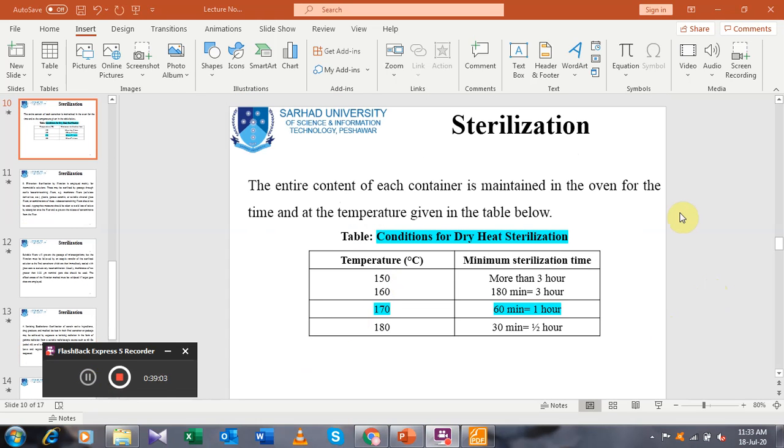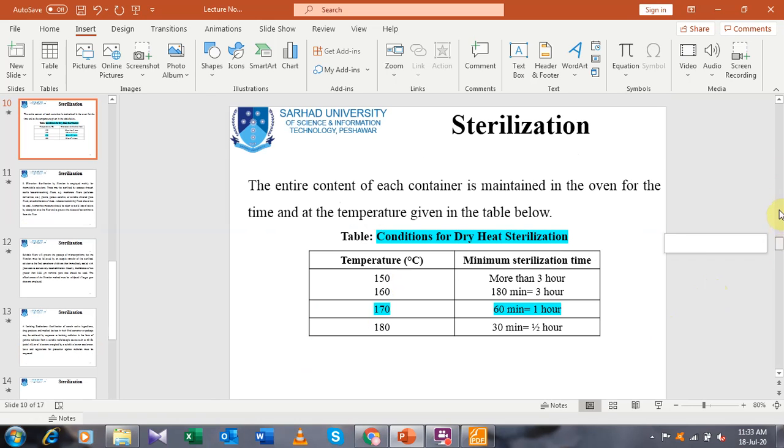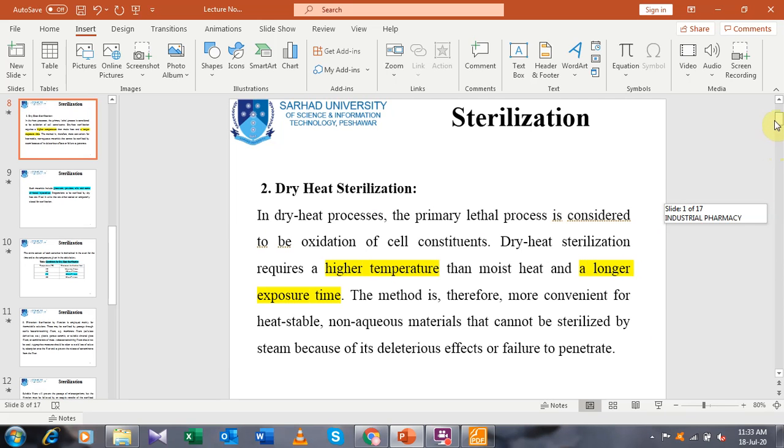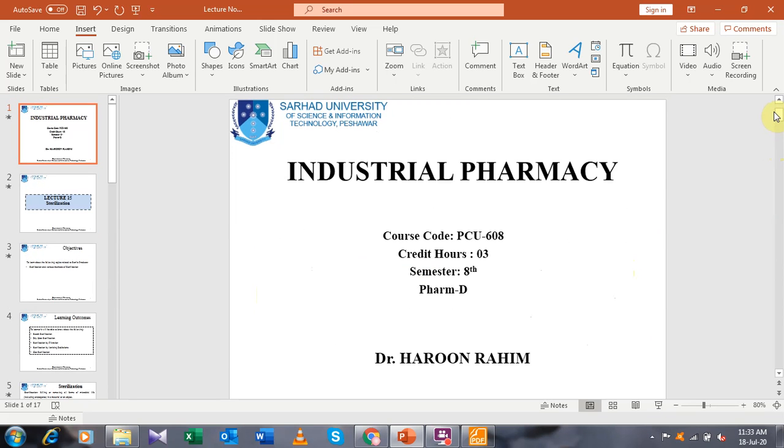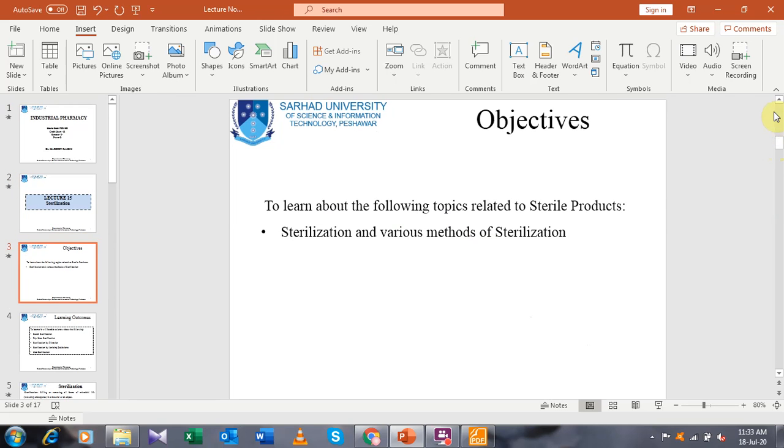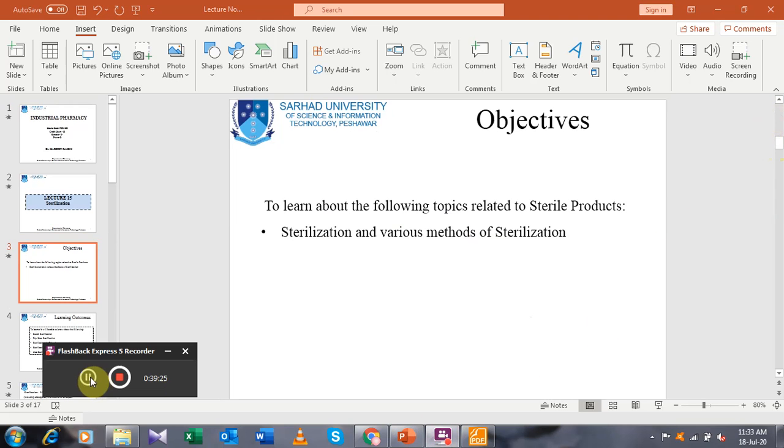Let's overview today's topic, what we have studied, with a little bit of review of the topic of sterilization. It is mandatory to tell you about certain terminologies that are used in sterilization. First of all, before the review, I will focus on those terminologies that you have studied in the previous semester in microbiology or any other courses related to sterilization.